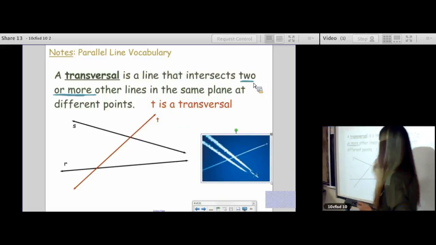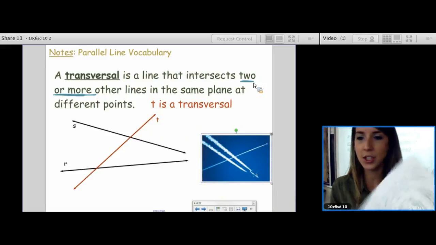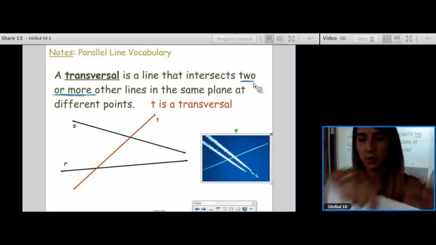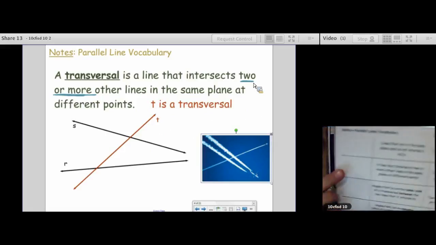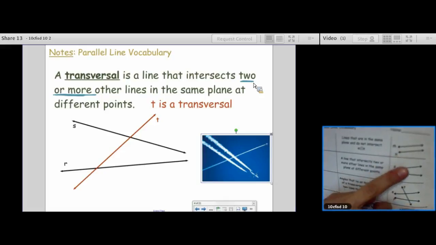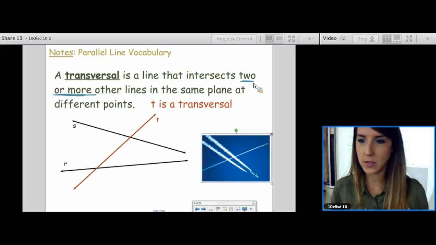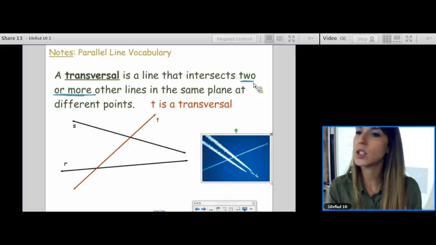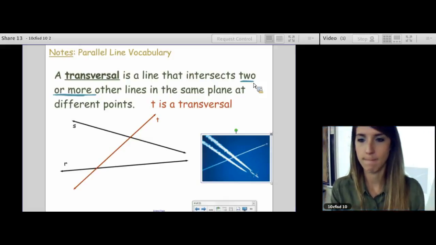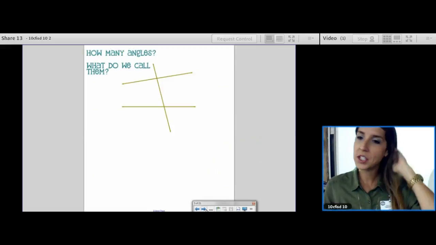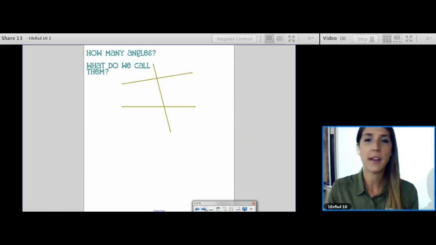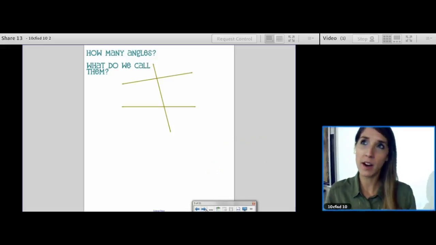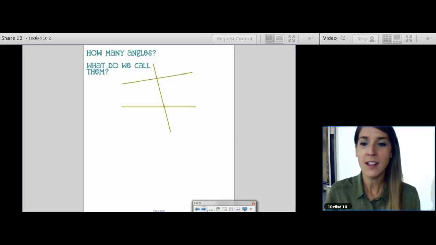Okay, so you need to draw a transversal onto your page because there is no transversal drawn. I'm upside down. There is no transversal drawn right there. So you need to draw a transversal yourself and call it T. A transversal intersects two or more lines in the same plane. In this unit, almost every picture is going to have a transversal. That's what this unit is called. It's actually called parallel, perpendicular, and transversal lines. So transversal is in the title of this unit.